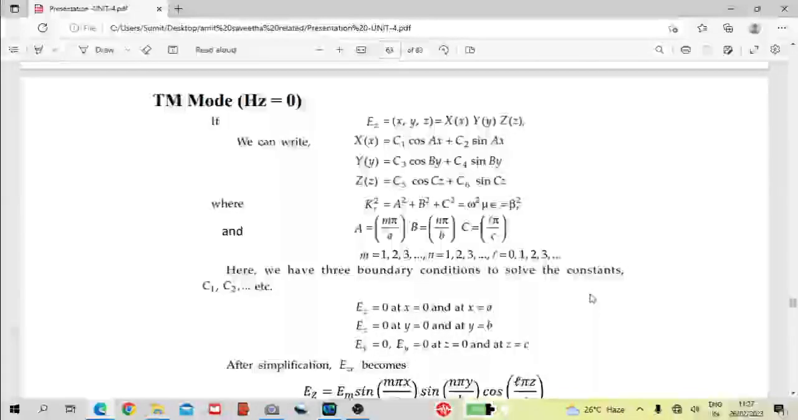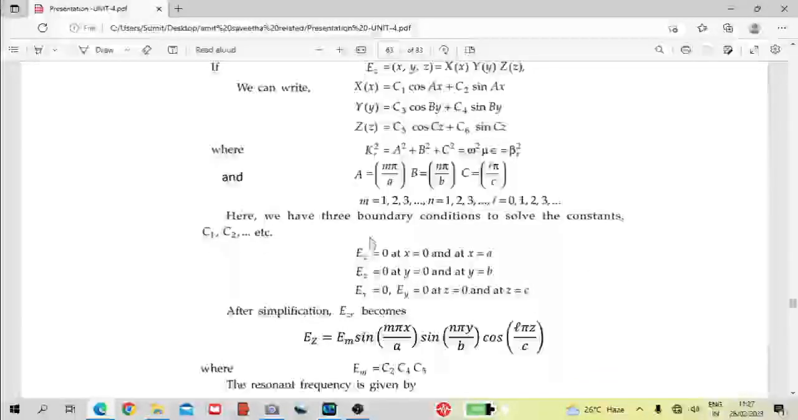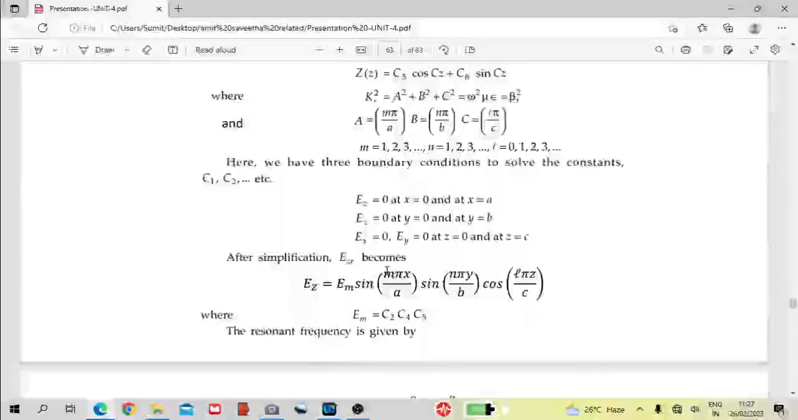Obviously, it is closed on all sides, so three boundary conditions. Ex and Ey are 0 at x equals 0 and x equals a, if you see that diagram; Ez and Ex are 0 at y equals 0 and y equals b; Ex and Ey are 0 at z equals 0 and z equals L, meaning the opposite sides, which close that rectangular waveguide. After simplification, you should get it in this form. Here we are not showing the details because the line of logic is the same process.